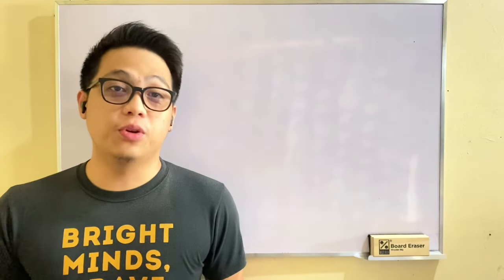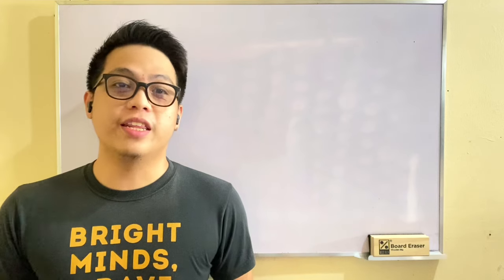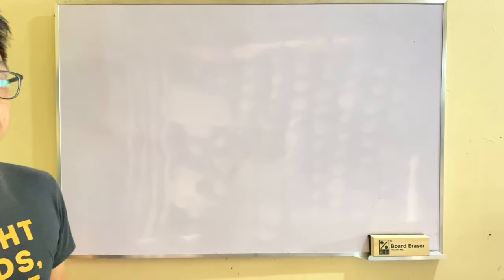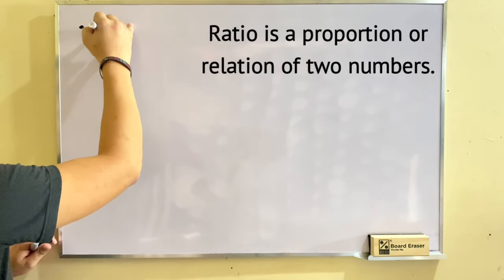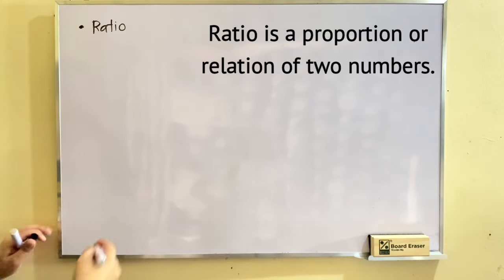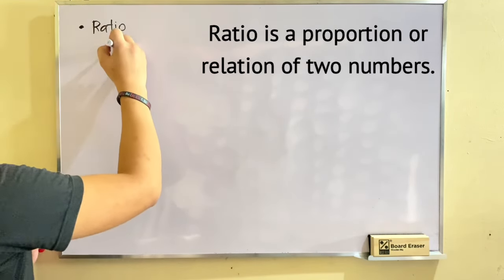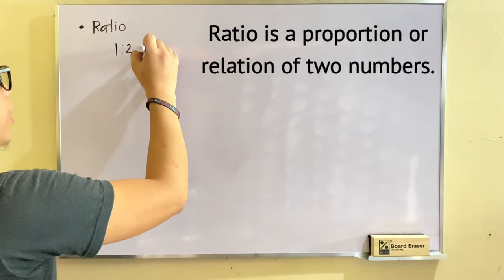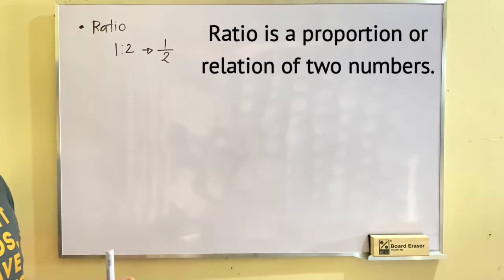Okay, let's start. Tulad ng sinabi ko kanina, ang topic natin is solving quadratic equations and rational algebraic equations. Dapat muna nating malaman kung ano bang hitsura ng isang ratio. So, ang ratio is a proportion or relation of two numbers. So, for example, meron tayong 1:2. So, ang 1:2, pwede natin siyang gawing 1/2. So, siya ay isang ratio.